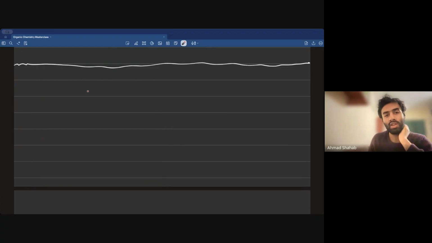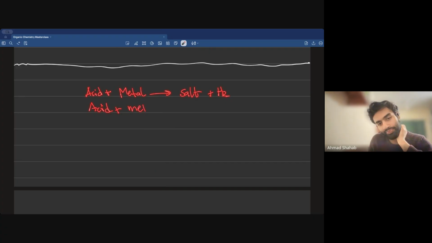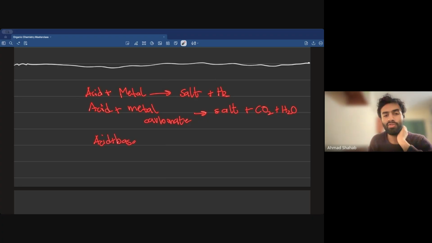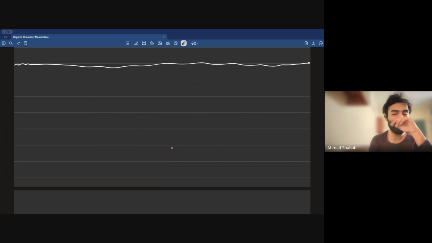For example, when you add an acid to a metal, a salt and hydrogen are produced. If you add an acid to a metal carbonate, what forms is a salt, carbon dioxide gas, and water. If you add an acid to a base, what forms is, I'm sorry, salt and water. So these are the important reactions of acids, and our carboxylic acid is no different.